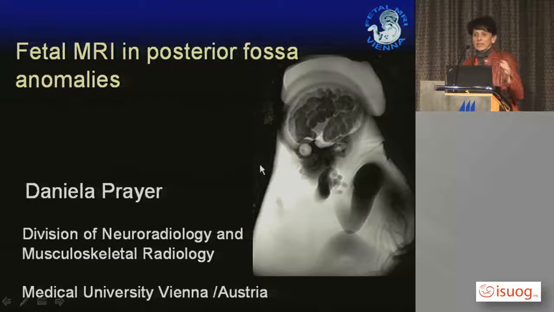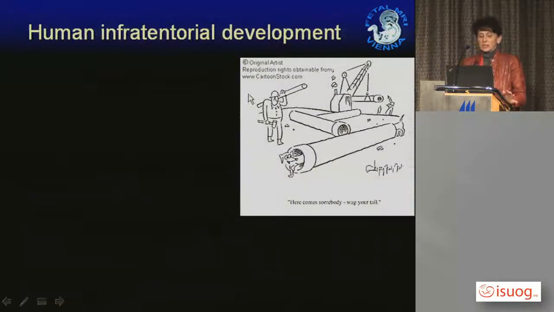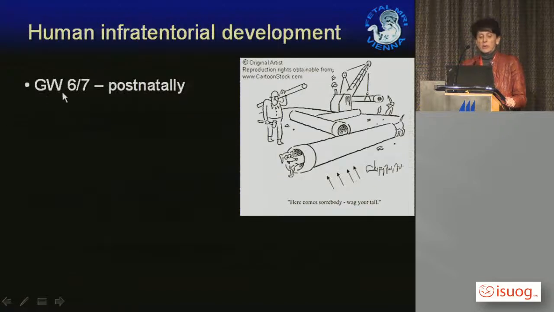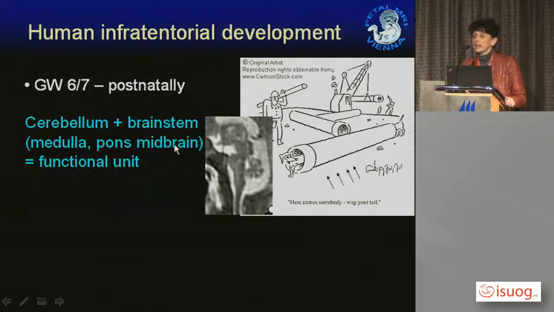As you have heard already a lot about the posterior fossa, I will try to keep this short. So what about human infratentorial development? Human infratentorial development goes on for a long time. It starts about at gestational week 6 to 7 and goes on further to postnatal stages. So during this long time, there is also a lot of time that things can happen to impair infratentorial development.